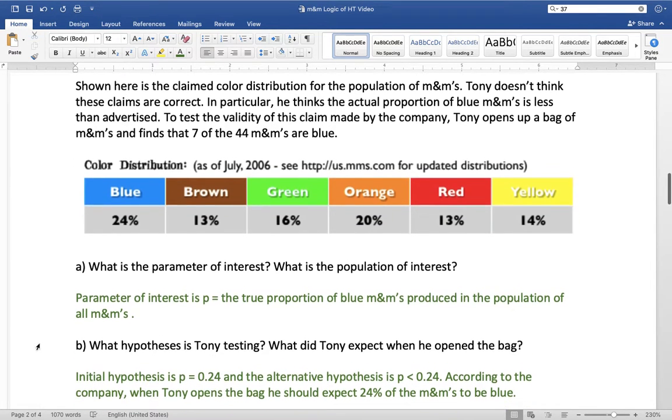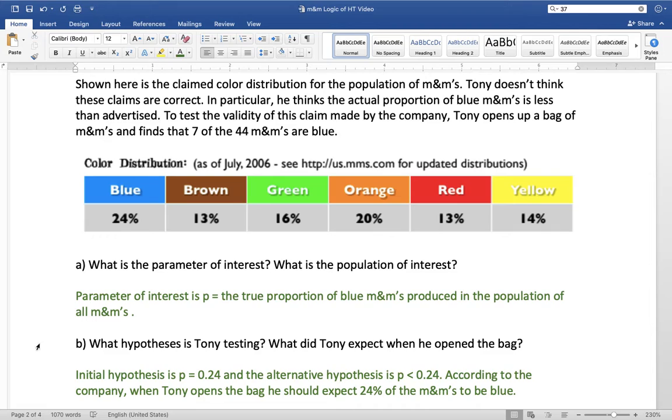Okay, what hypotheses is Tony testing? So what did Tony expect when he opened the bag? So the initial hypothesis is the true proportion is 0.24. Because according to the company, when Tony opens his bag of M&Ms, he should expect to get 24% blue. So the initial hypothesis is 0.24. The alternative explanation is what Tony's skeptical about. He thinks that the true proportion might actually be less than 24%.